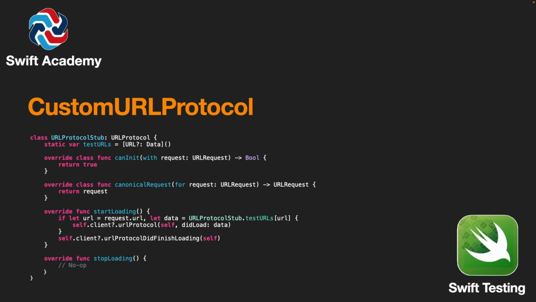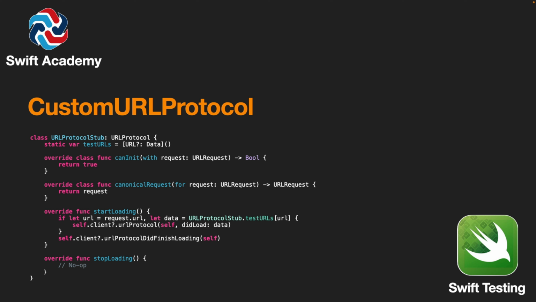And we also have the start loading function. It's where we handle the request and provide the response. Very important function. But for the stop loading, generally we didn't use that in our system of custom URL protocol. That's a simple explanation of the custom URL protocol.